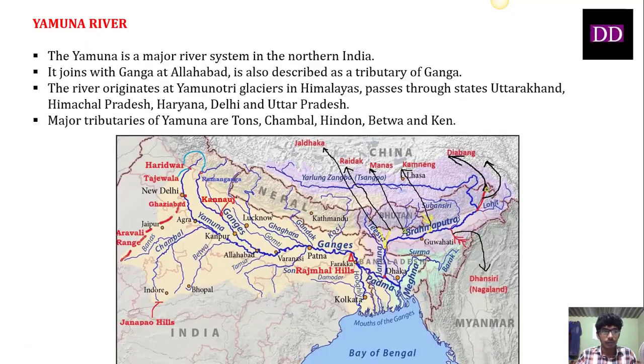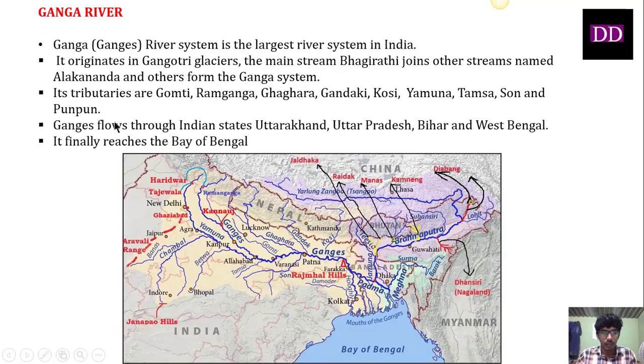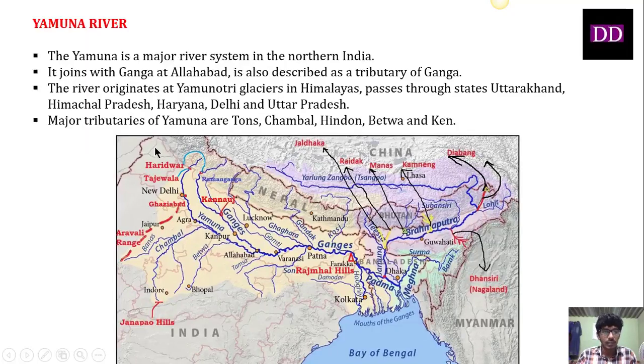As you can see in the map itself, here it is Ganga. It flows into the Bay of Bengal. Here is the mouth of the Ganga. And you can see the tributaries: Gandak, Ghaghara, Gomti, Son, Tamsa. And that's all. The next one is Yamuna.